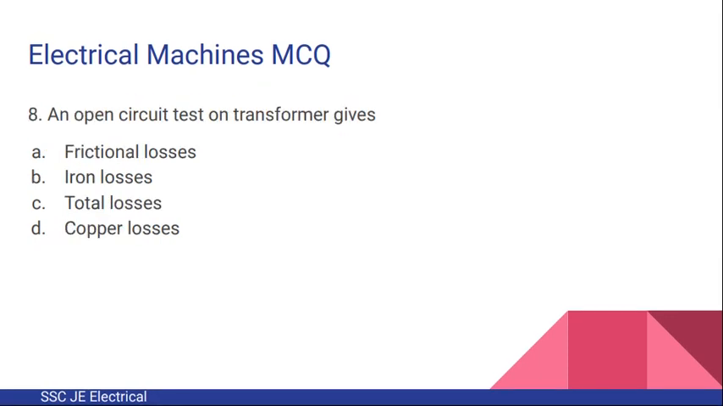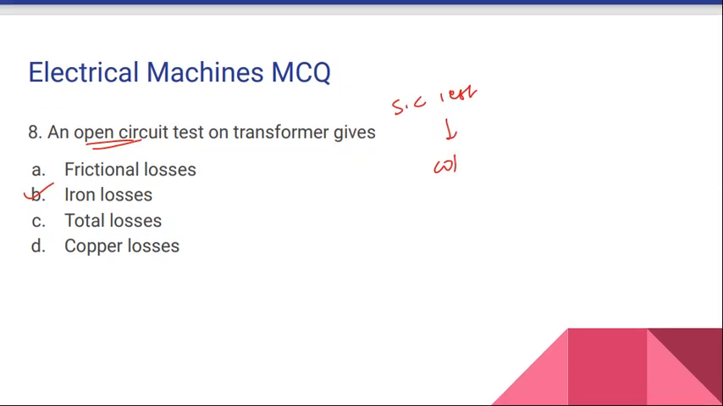An open circuit test on a transformer, that is the OC test, gives the transformer iron losses. For the short circuit test, it gives copper losses. For the same question, if they ask about the short circuit test, the answer will be copper losses.